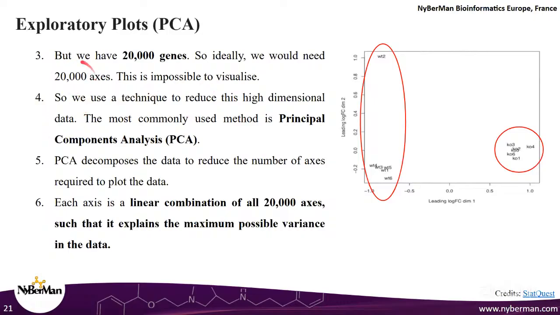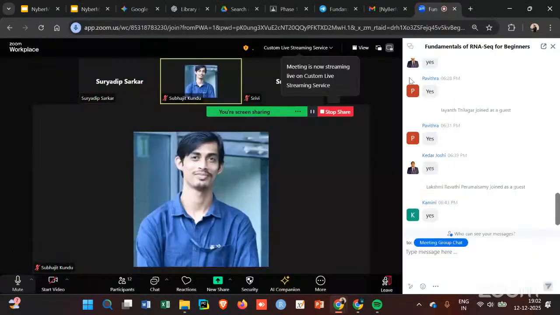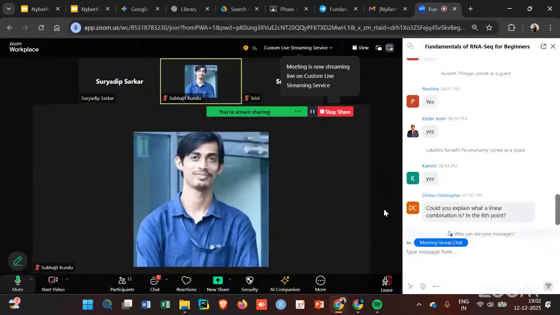It helps us reduce these 20,000 dimensions into only 2 or 3 dimensions while retaining the information from most of these 20,000 dimensions. Okay. If that is clear, then I will quickly explain this plot that you see in front of you. Okay. Just give me a thumbs up if that is clear.